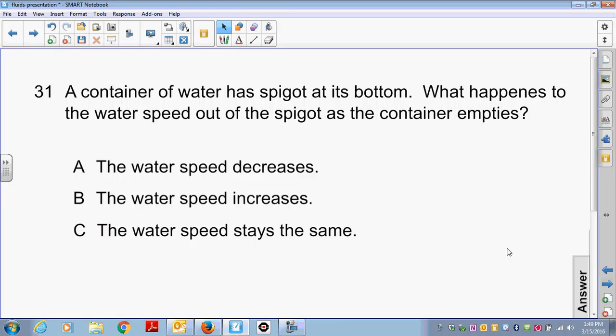A container of water has a spigot at its bottom. What happens to the water speed out of the spigot as the container empties? Does it A, decrease, B, increase, or C, stay the same?